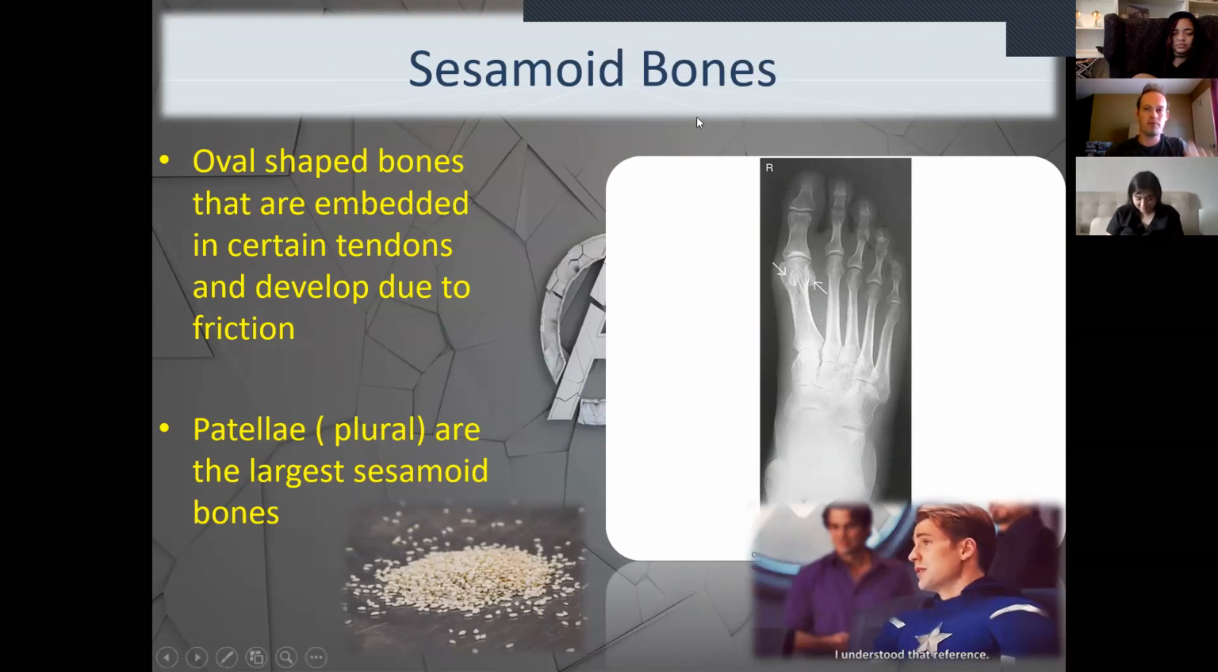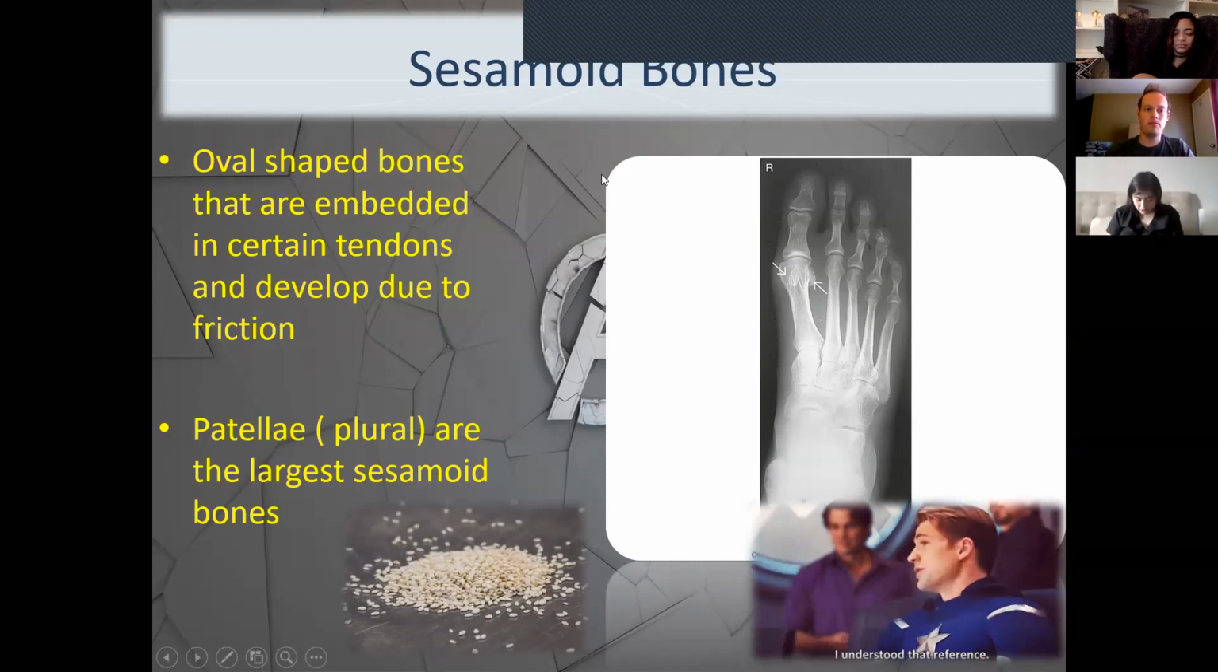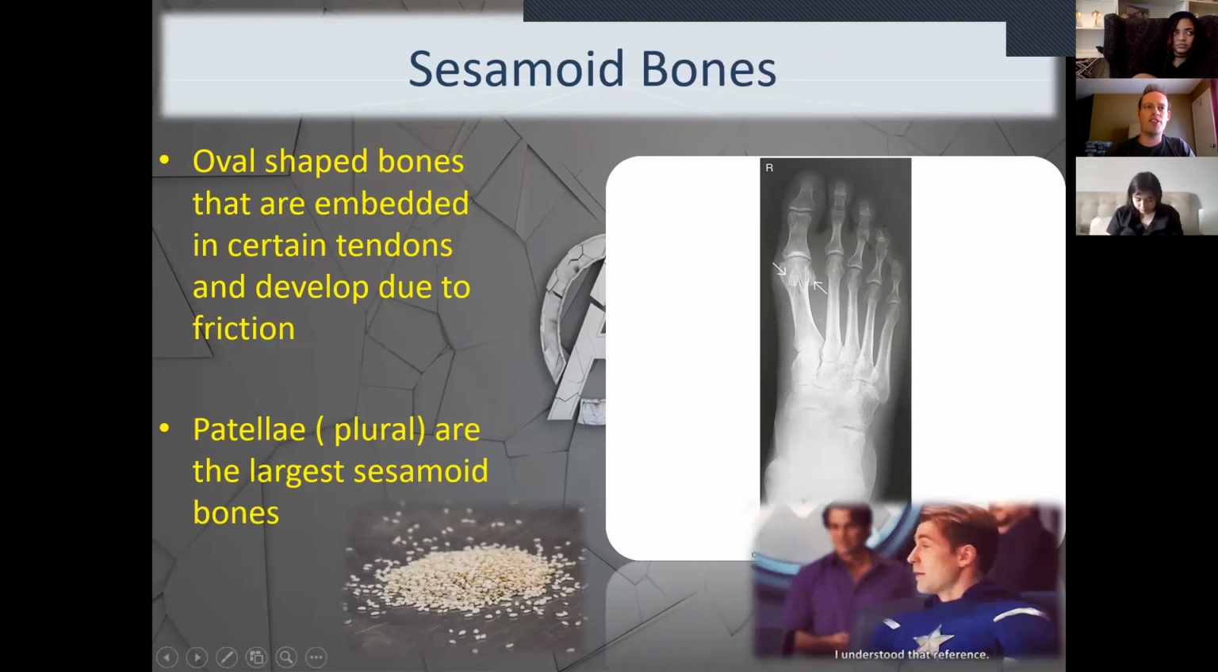So the patella is considered sesamoid and the short bone? Correct. I'm glad you brought that up, Jonathan. That's one of the few bones that falls into two categories. It falls under the short category as well as a sesamoid bone. Yes. Thank you for bringing that up. I forgot to mention that. Very good.